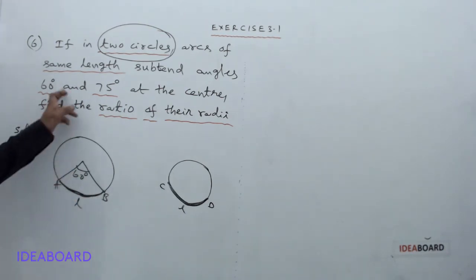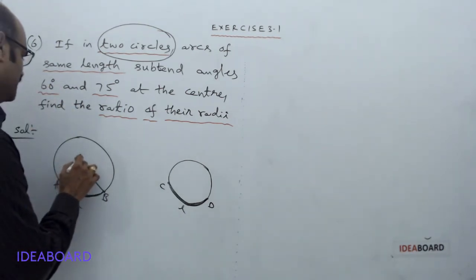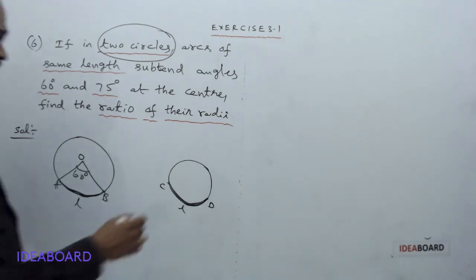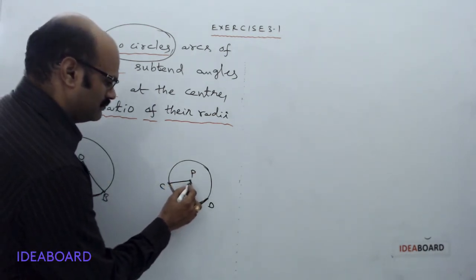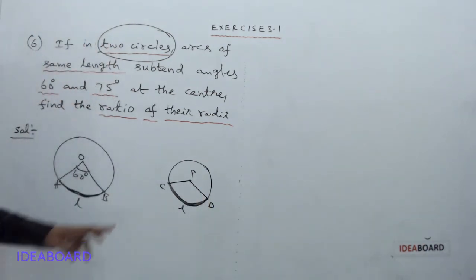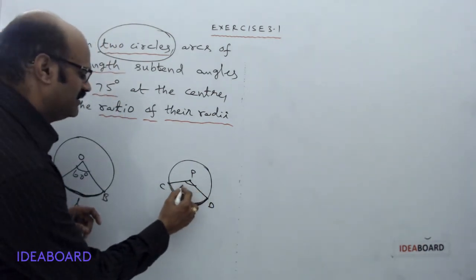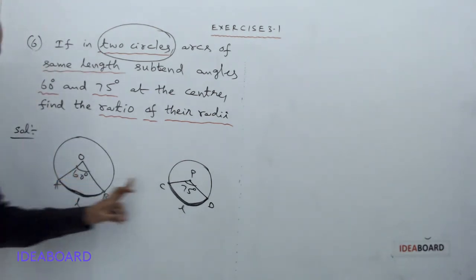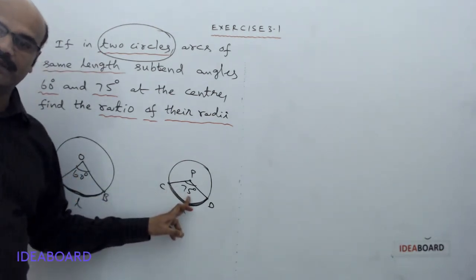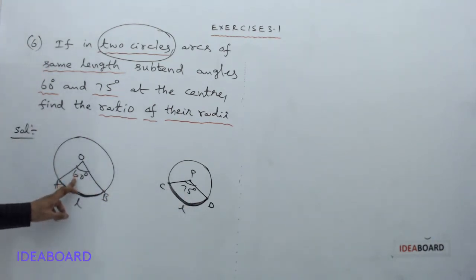60 degrees at the center. Let me take this center equal to P, and this is given by 75 degrees. We know that the angle should be in radians always, it should not be in degrees. So first take theta 1 here.